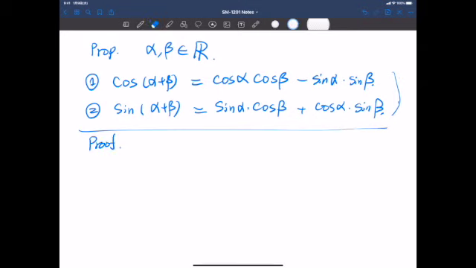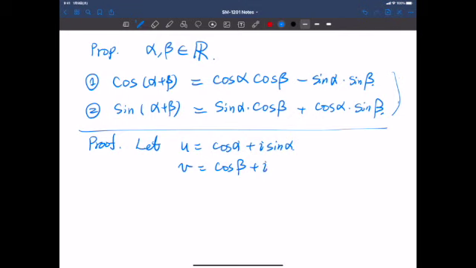So let u equal cosine alpha plus I sine alpha, and v equal cosine beta plus I sine beta. And from the definition of cosine and sine, we can see that these u and v have unit modulus, right? So that's u, v modulus is equal to 1.